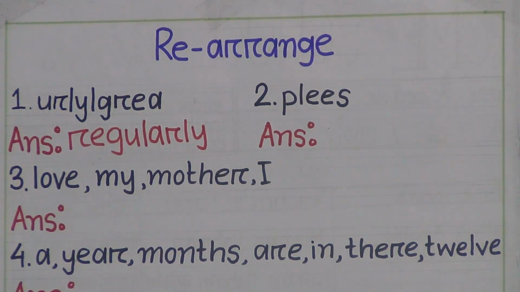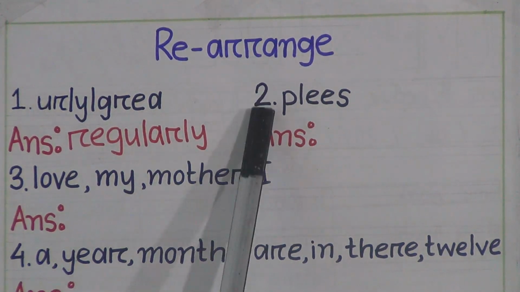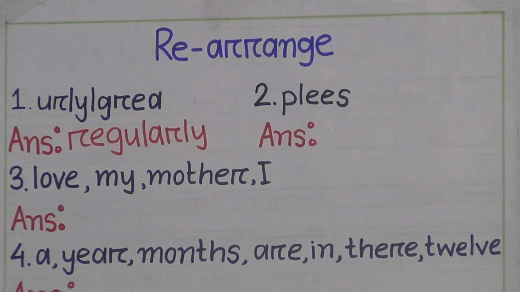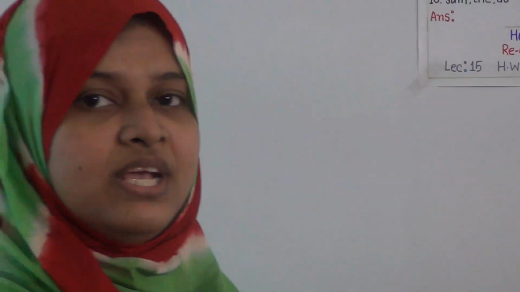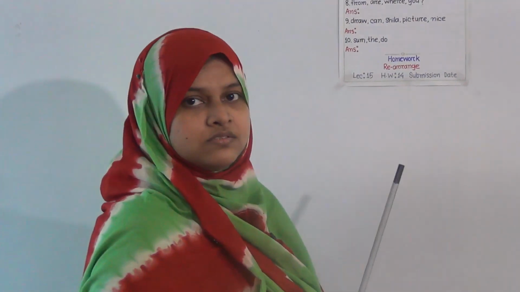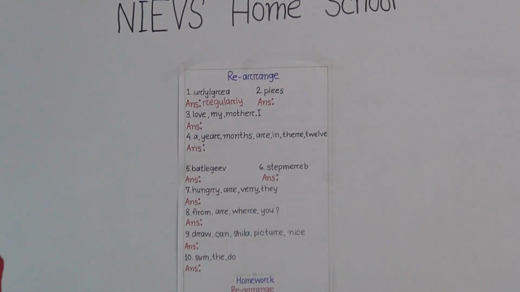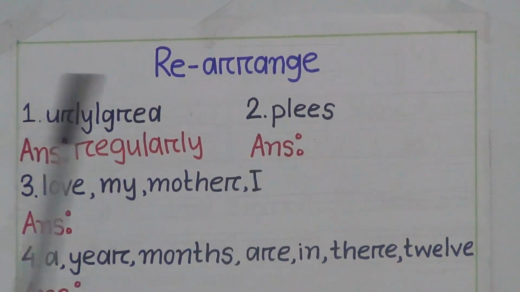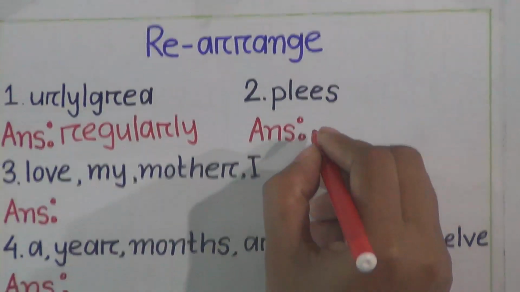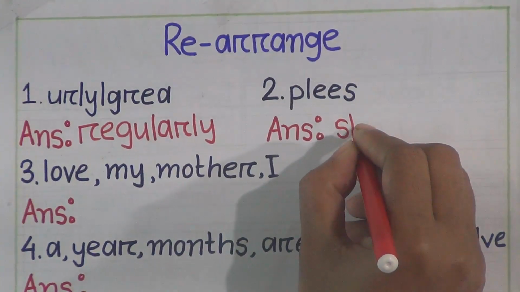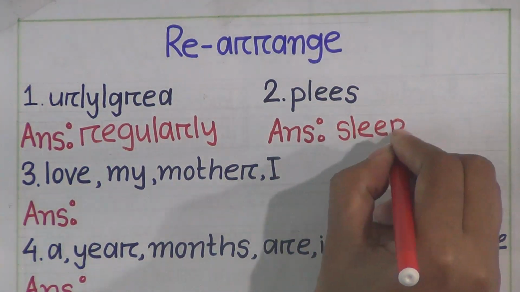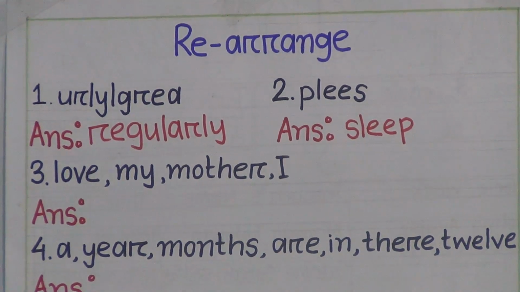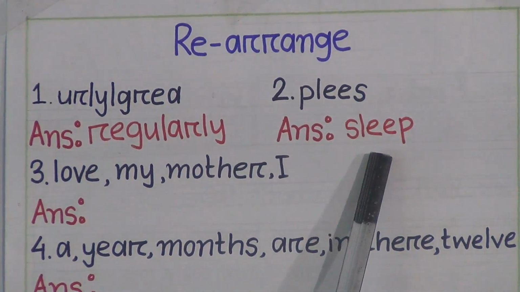Next, number 2. The jumbled letters are P L E E S. Students, can you arrange the word? Can you make a meaningful word with these letters? Okay, the word will be sleep. Look, S L E E P, sleep. I'm writing here S L E E P, sleep. Again, say with me, S L E E P, sleep.